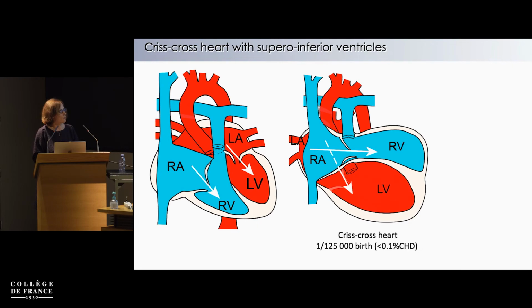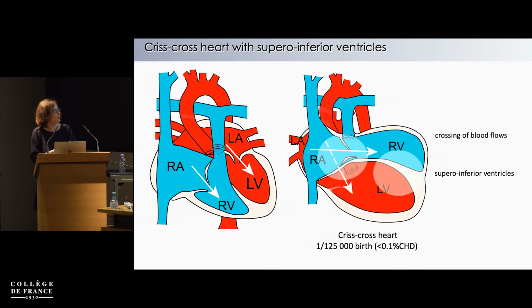In crisscross heart, the diagnostic feature is that there is a cross of the blood flows compared to the normal situation, and this arises because of this twisting at the level of the atrioventricular canal. This is associated with supero-inferior ventricles, the abnormal position of ventricles, and also with malposition of the great arteries, which is in keeping with the defects in the growth of the outflow tract that we have seen.